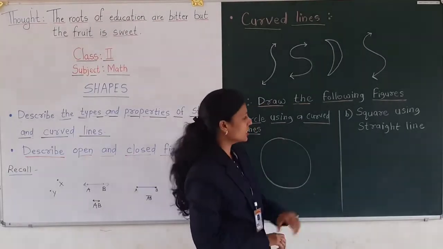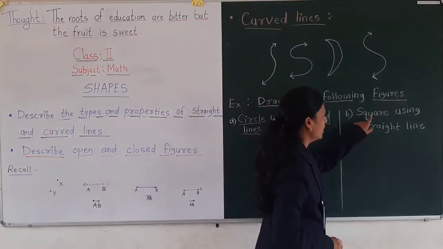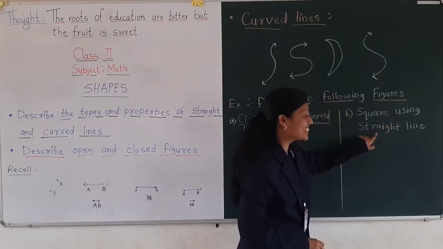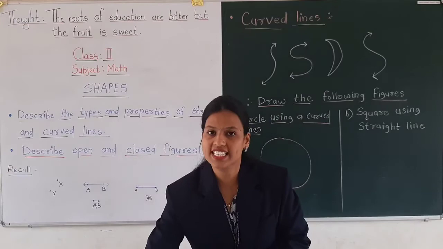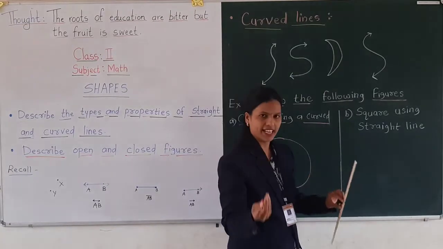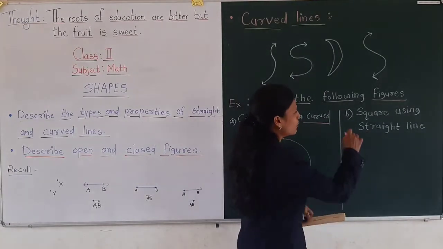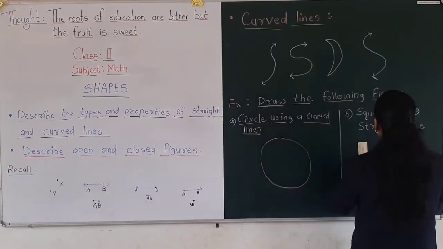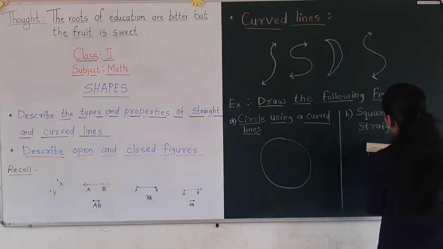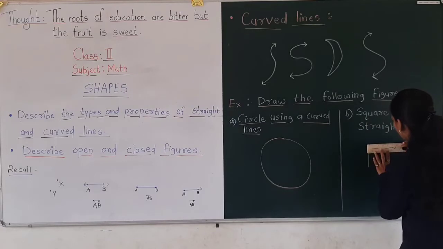What is the next question? Draw a square using which line? Straight line. So take the help of your scale and pencil and draw. What do we have to draw here? Draw a square. So students, draw with me. First draw the straight line. Okay. Then the outside straight line.